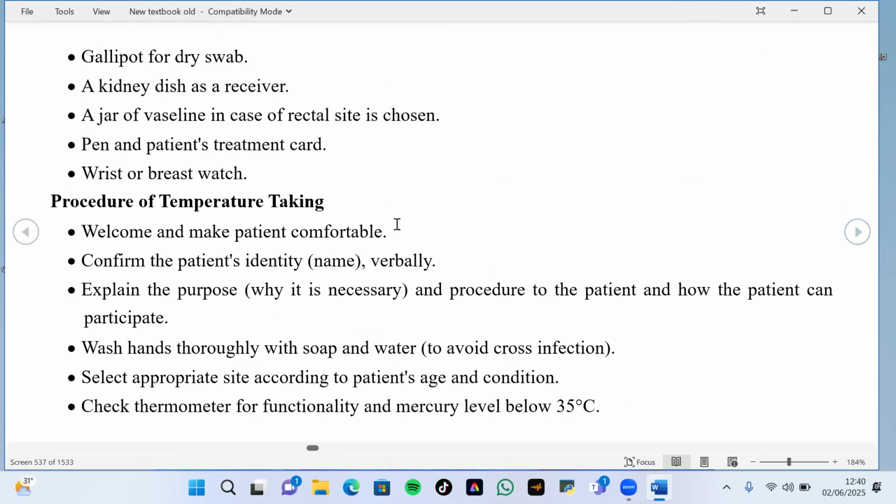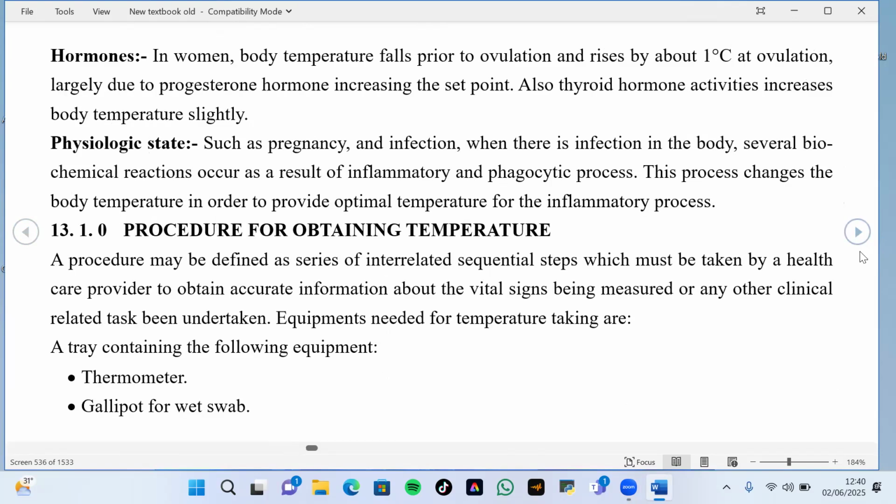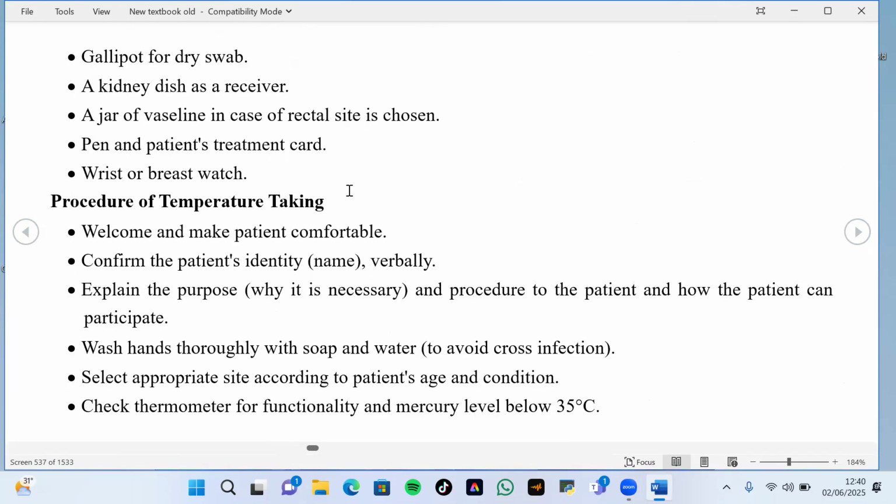The content of a particular tray for temperature taking has to include a thermometer, galley pot for swabs, galley pot for dry swab, a kidney dish as a receiver, a jar of Vaseline in case a rectal site is chosen, pen and patient treatment card, wrist or breast watch. Then procedure: welcome and make patient comfortable. Confirm the patient's identity by calling the name verbally. Mr. Emeka, the person will answer to confirm if that procedure is for that patient.